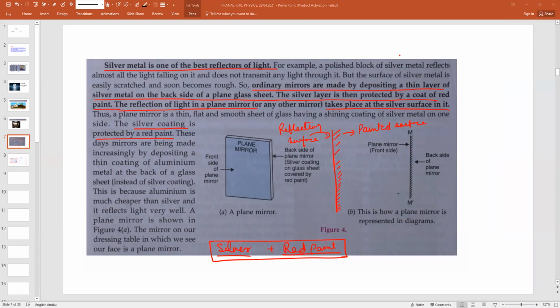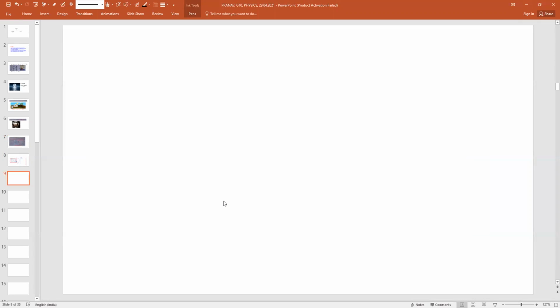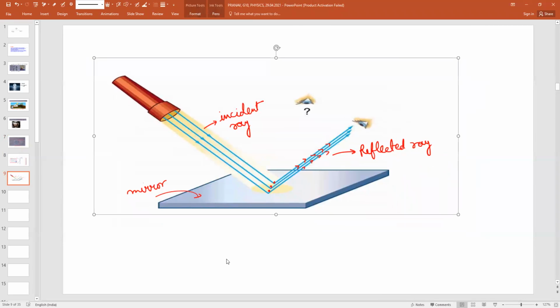Give me a second. I'm going to show you. Can you see something here? Yeah, I can see. So this is the glass which we have made into a mirror. Can you see that? Yeah. Okay, what is happening in this figure? Can you just let me know?